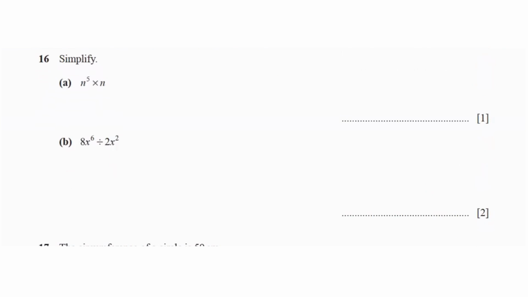Question 16 says simplify. Whenever we have similar bases being multiplied, we add the powers. So n to the power of 5 plus 1, which is n to the power of 6. Whenever we have similar bases being divided, we subtract the powers. So that's going to be 4 times x to the power of 6 minus 2, which is 4 times x to the power of 4.